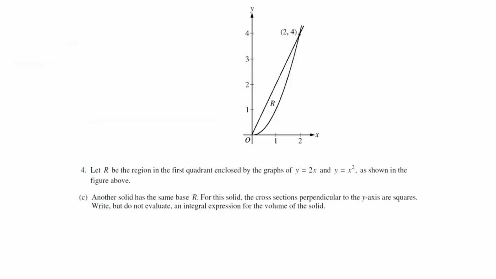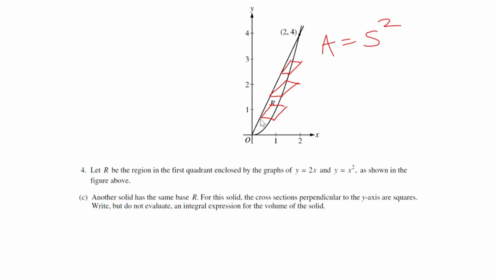In part C, we've got a different solid, same base, region R, but this time the cross sections perpendicular to the y-axis are squares. Whenever the cross sections are perpendicular to the y-axis, the whole problem has to be done in terms of y. So we've got a bunch of little squares stacked together in this region, perpendicular to the y-axis. And their area, of course, is just the side length squared.